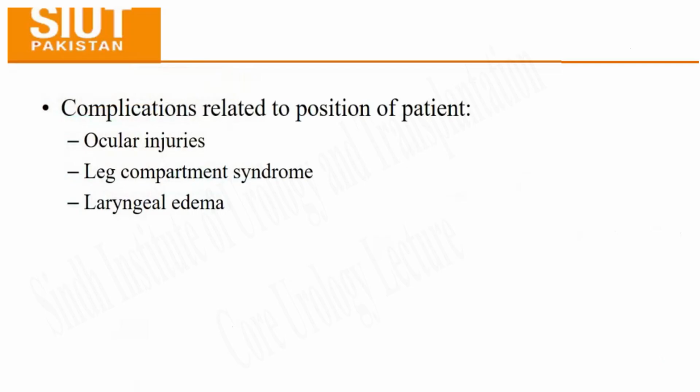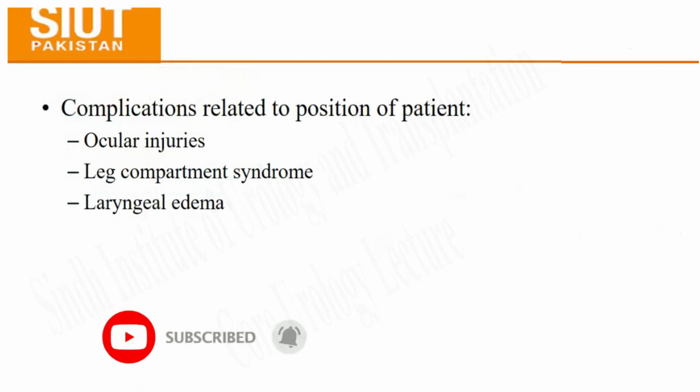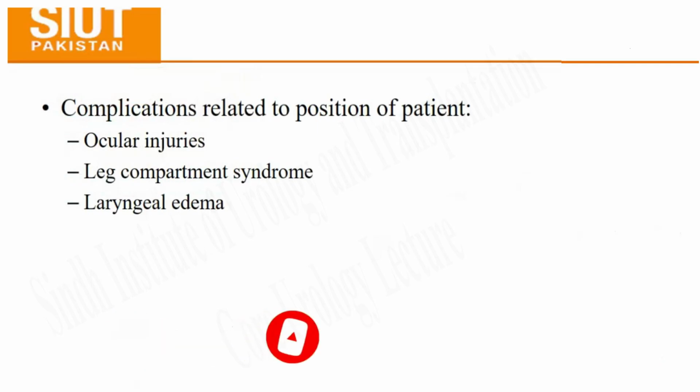Now, the complications related to patient position include ocular injuries, leg compartment syndrome, and laryngeal edema. Ocular injuries occur in 1 to 3% of patients and include perioperative blindness, but these are very rare; increased flow to the head poses these problems. Leg compartment syndrome includes myoglobinuria and renal failure. This is also very rare. But all these complications are related to the duration of surgery. If the surgery lasts longer than 4 hours, these complications arise after 4 hours. So the duration of the surgery and the position of the patient are very important.